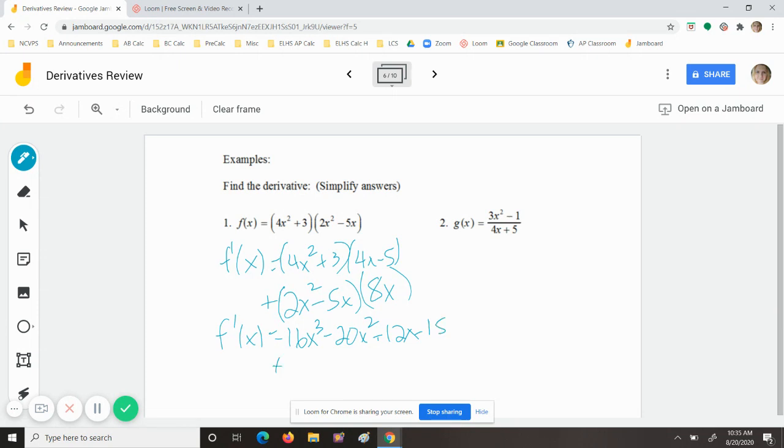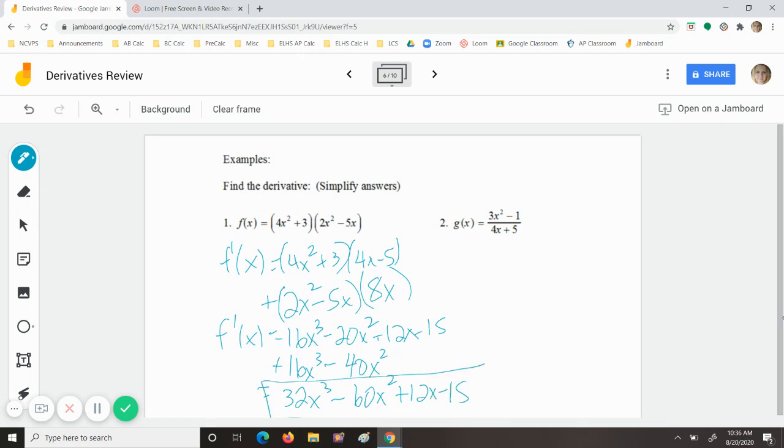We're going to keep going. 2x squared times 8x gives us 16x cubed. And negative 5x times 8x is negative 40x squared. Okay, if we finish up here, combining like terms, 16x cubed plus 16x cubed gives us 32x cubed. Negative 20x squared and negative 40x squared is negative 60x squared plus 12x minus 15, and that would be the final answer here. All right, I'll change colors for the next one.